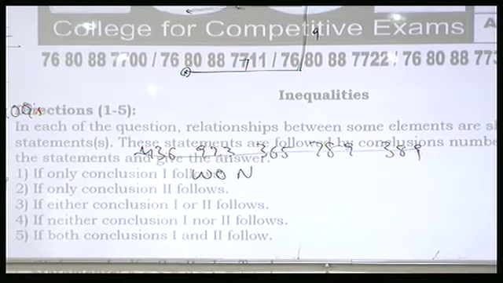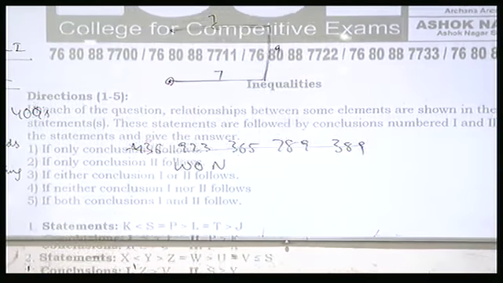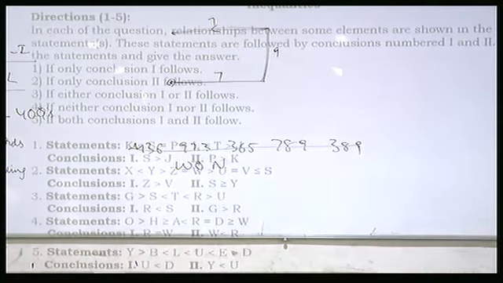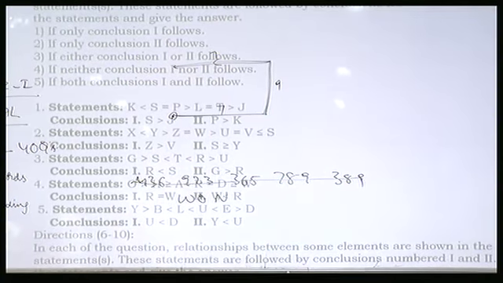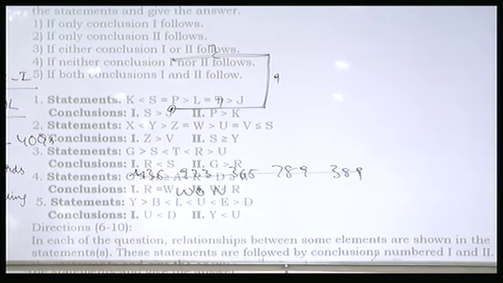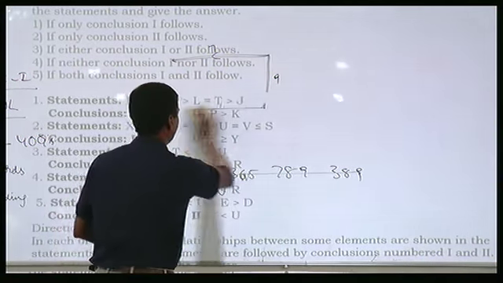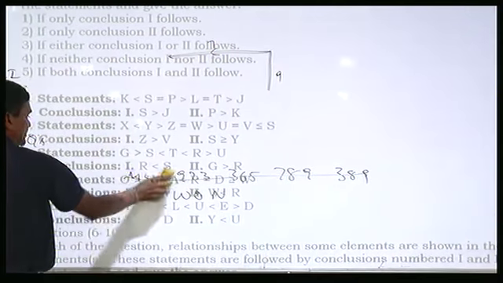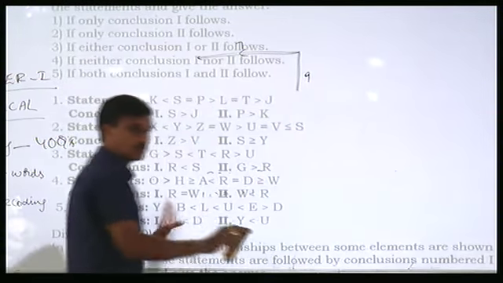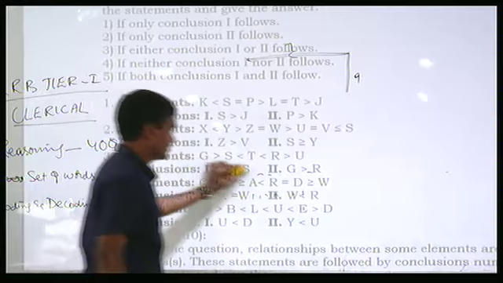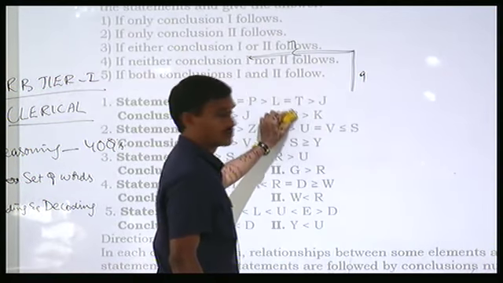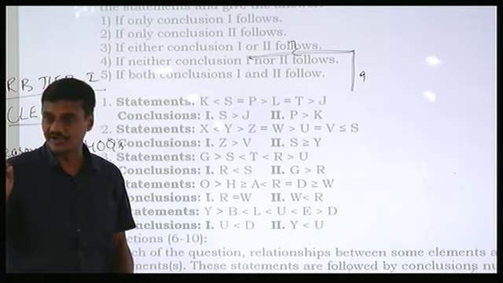Now see here. First write on this, then question number 1. Inequalities. How are we solving these inequalities? As question number 1, check out here everyone. K less than S equals to P greater than L equals to T greater than J. Now, rather than giving two different types of statements, he has given a single statement. Hence, please do not try to work this out separately on paper.